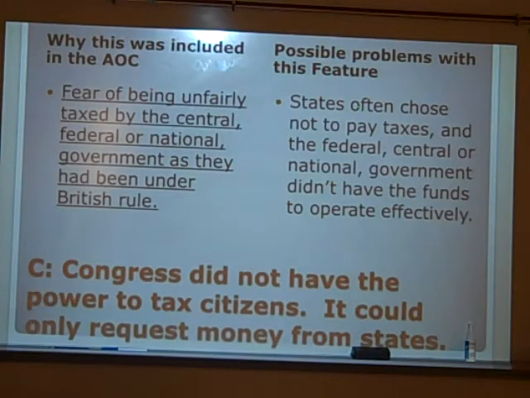The problem with that was that states often chose not to pay taxes. Because who wants to collect money? And why are we going to contribute to the debt when it doesn't help me out as an individual? Because of that, they didn't have the funds to operate effectively. So there were a lot of issues with that. War debt was, let's pretend, in the millions and billions of dollars, and they had no money to pay for it. Eventually, people want back the money that they invested, and that's going to be an issue.